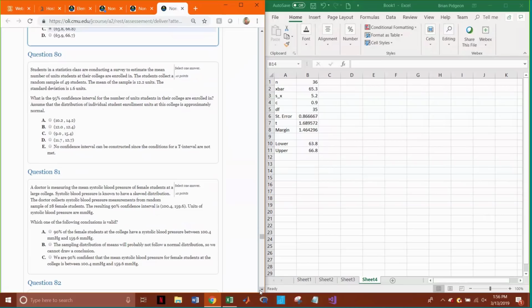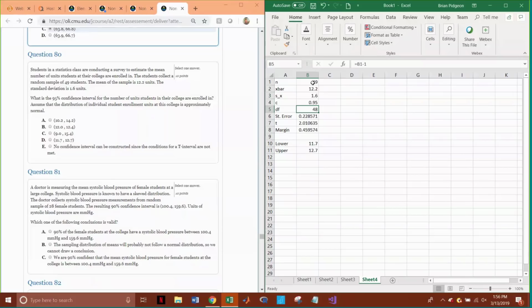So question 80. Students in a stat class are conducting a survey to estimate the mean number of units students at their college are enrolled in. The students collect a random sample of 49 students. So my sample size is 49. The mean number is 12.2, that's x bar, and the standard deviation is 1.6. And we want a 95% confidence interval, so we're going to do 0.95 here.